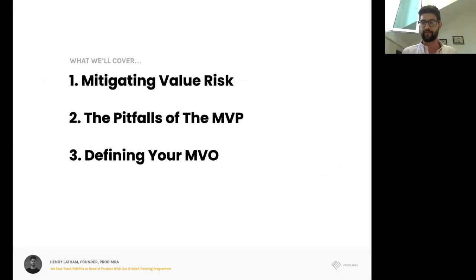Now, in this free training, specifically what we're going to cover: first, the 3 types of risk in product management. We're going to delve into focusing on value risk and specific tools we can use to mitigate that. Secondly, the pitfalls of the MVP, feasibility risk, and why I actually ban the use of the word in our Product MBA training program. And finally, how to define your MVO in practice, how to validate not only a small idea, but a whole product vision and product strategy extremely quickly.